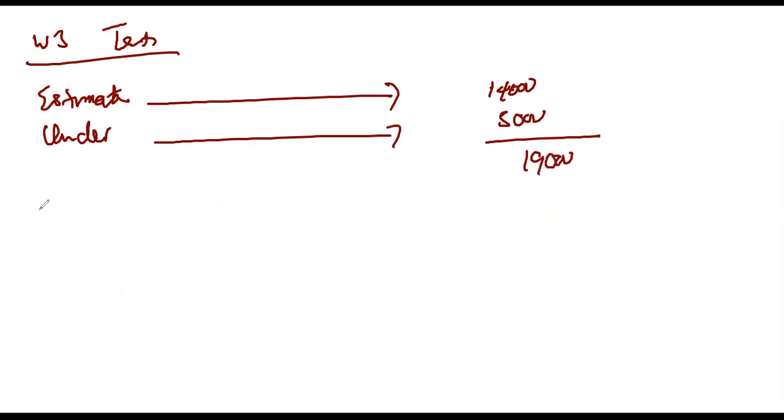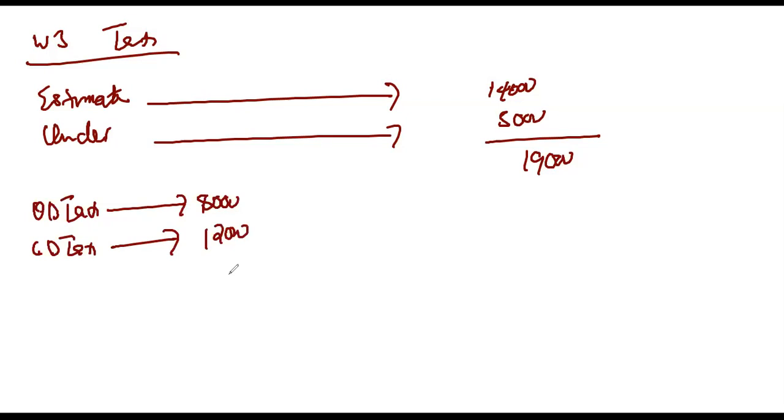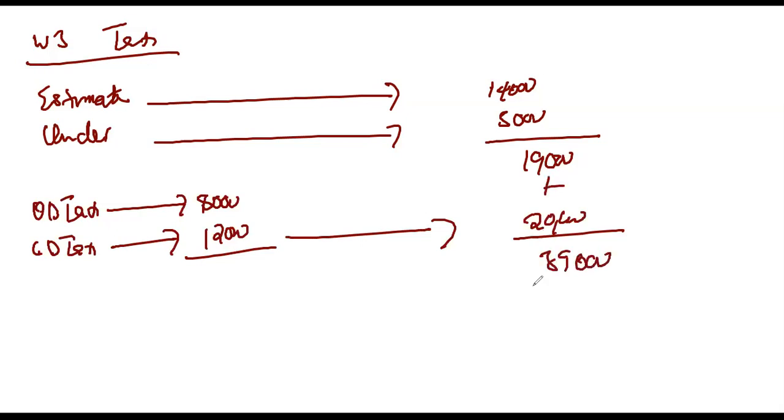Then you've got opening deferred tax. How much was it? It was 80,000. Then you've got closing deferred tax of how much? Of 12,000. So what do we do? We add the 2. We are going to have a figure here, which we are going to call 20,000. And then when we add this guy plus that guy, we have 39,000.